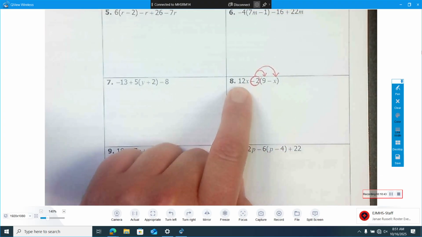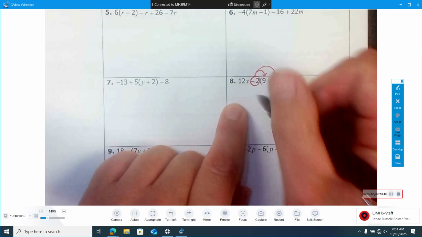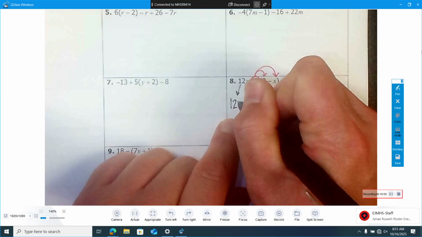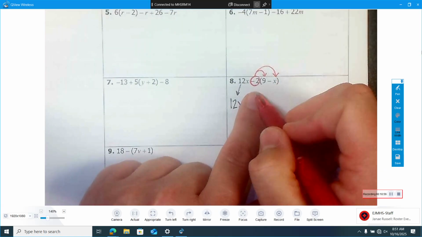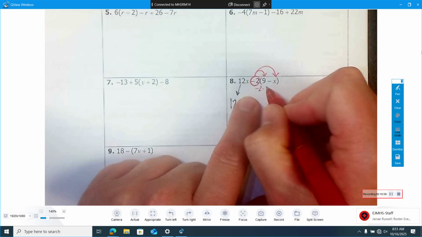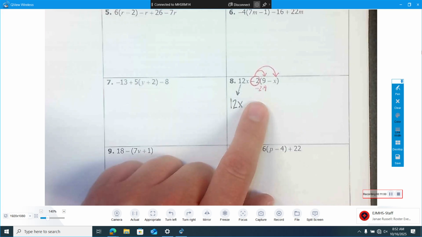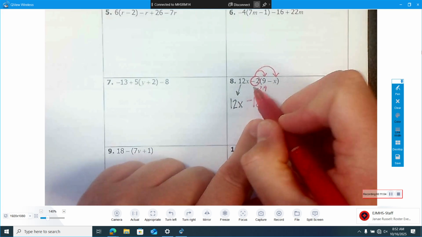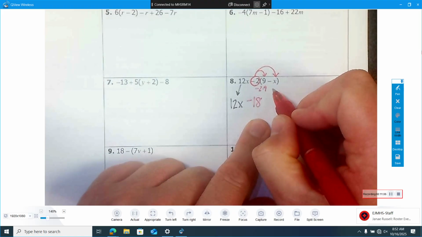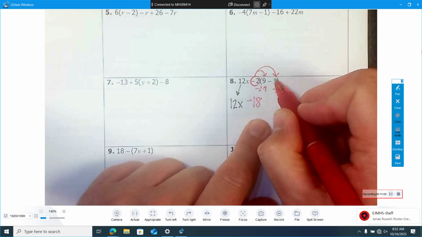What's the 12x going to do? It's just going to stay, it's going to wait its turn. We're not using the 12x right now. He has to wait his turn. He's just going to come on down for the ride. Now, we need to do negative 2 times a 9. What's negative 2 times 9? Negative 18. Beautiful.